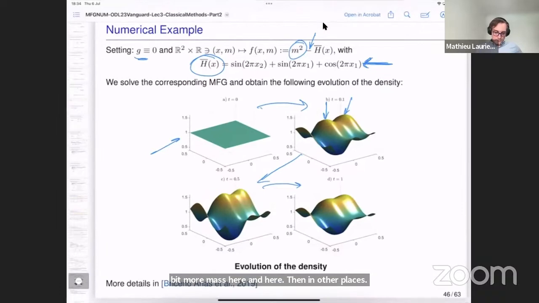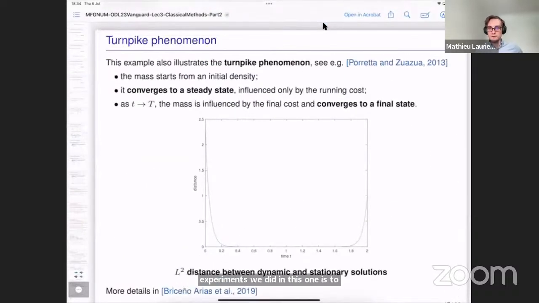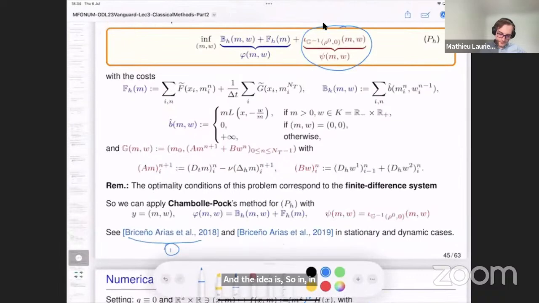What else? Yes, there are more details in the paper, so you can check this. One experiment we did in this one is to look again at this turnpike phenomenon. It's described from the theoretical point of view, in particular in the paper of Porretta and Zuazua, if you want to take a look. In the first paper here, the authors solved the stationary case, and in the second paper, we adapted the method for the time-dependent problem.